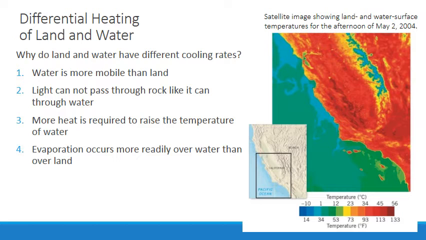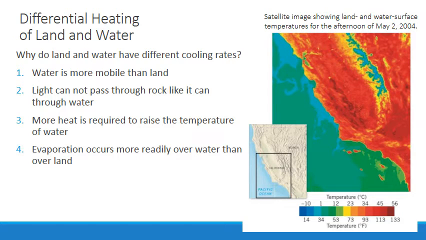For side-by-side bodies of land and water, land heats much more rapidly and to a higher temperature than water will. It also cools more rapidly and to lower temperatures than water.